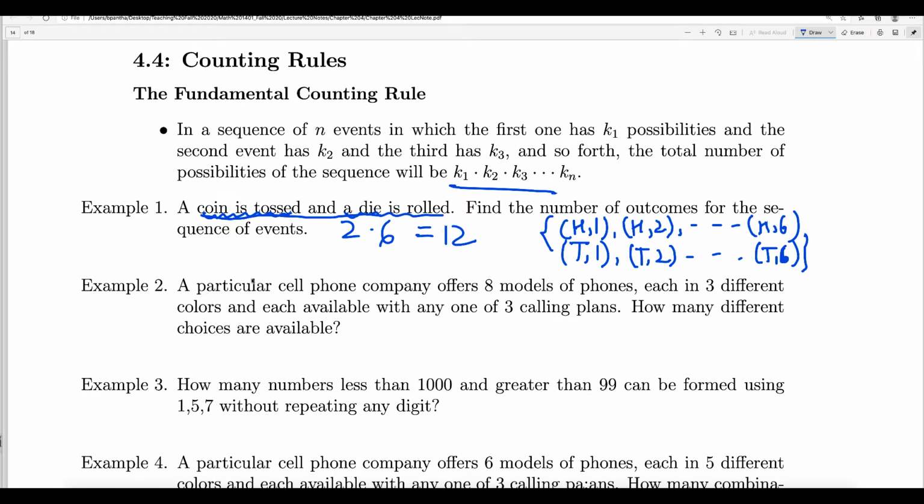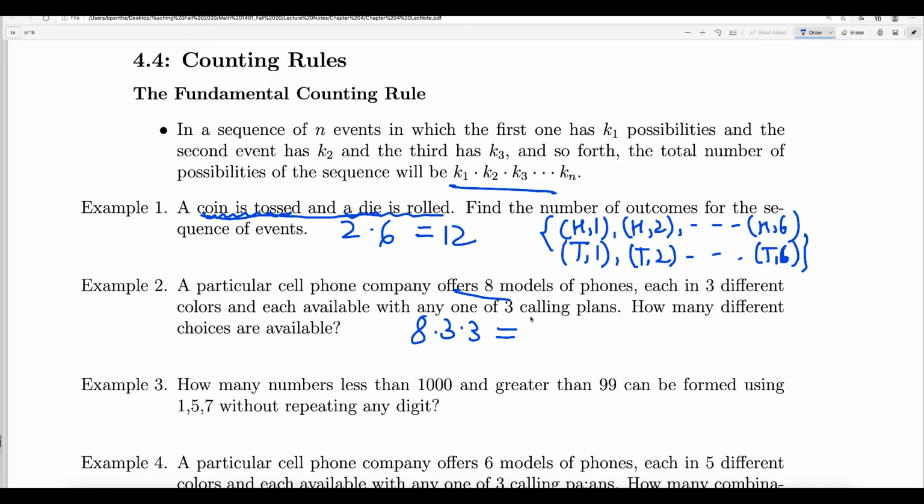Example number 2. A particular cell phone company offers 8 models of phones, each in 3 different colors and each available with any one of 3 calling plans. How many different choices are possible? So how many models are there? 8 different models, 3 different colors, and 3 different calling plans. So how many ways can you pick the phone? For the model, there are 8 possible ways. For the colors, there are 3 possible ways. And for the calling plans, there are 3 possible ways.